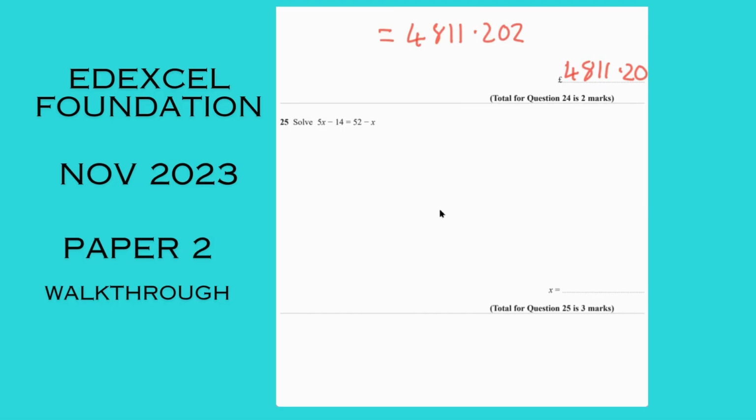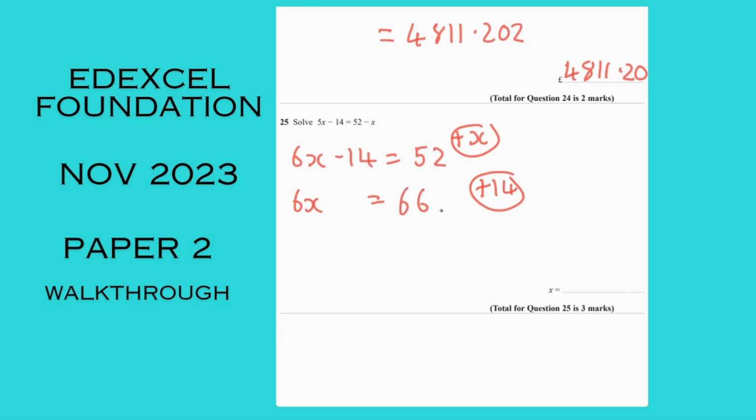Number 25, solving opposites. Never like negative x's, always tell my classes to get rid of those. So job 1, add an x to the left-hand side. We've done nothing to the minus 14. On the right-hand side, the minus x has disappeared. Add 14 to both sides. So we get 14 plus 52, 66. Divide by 6. We're getting 11 for x.